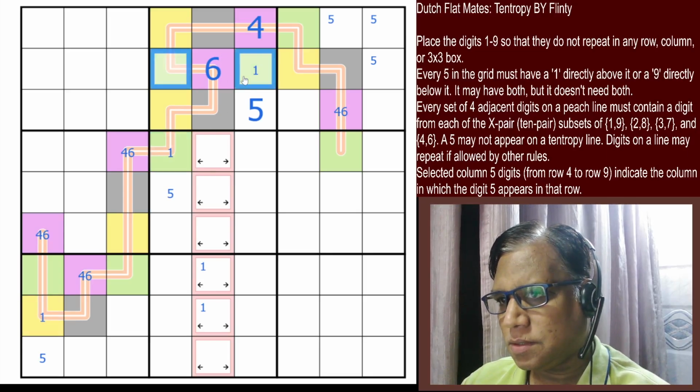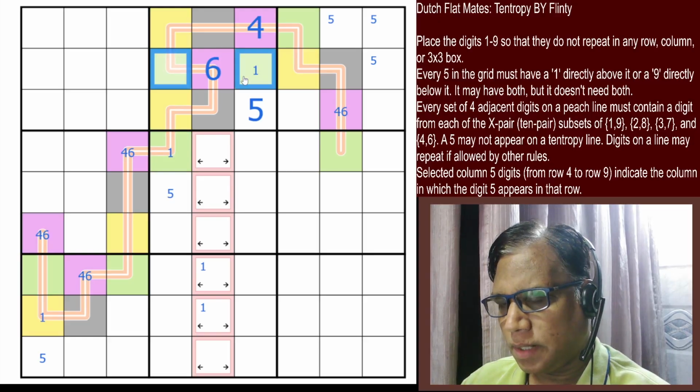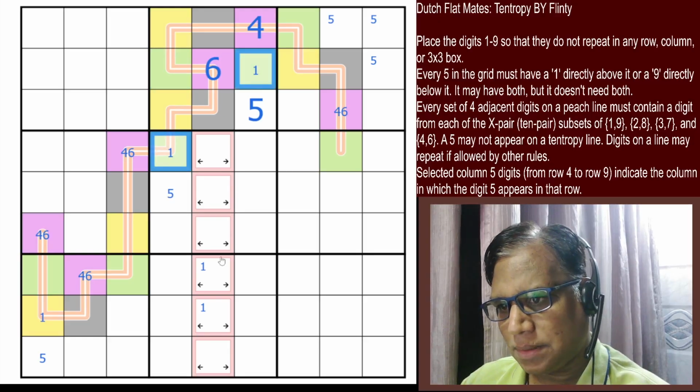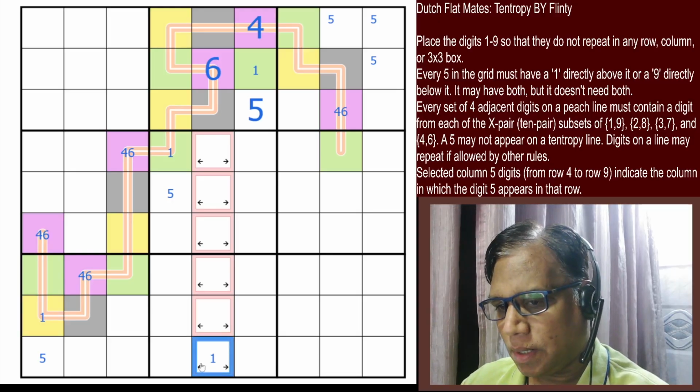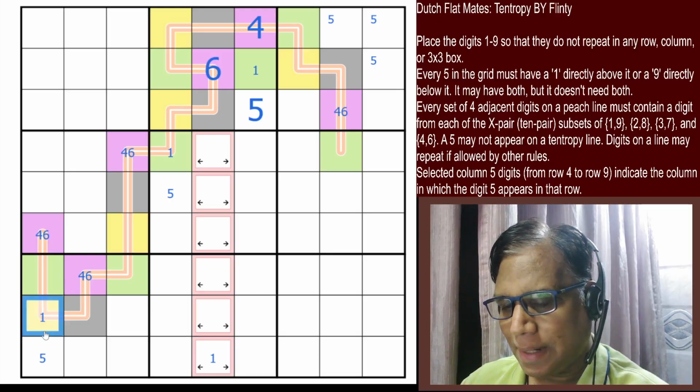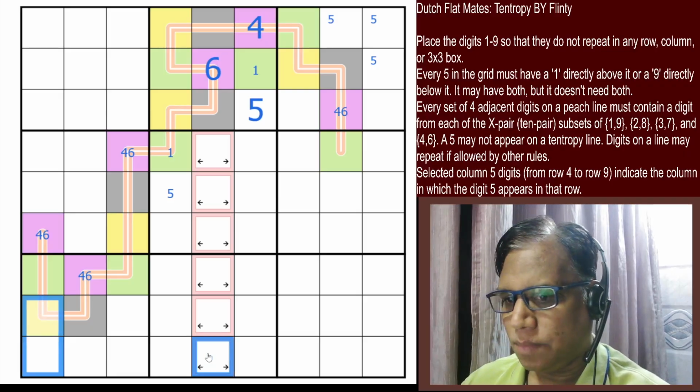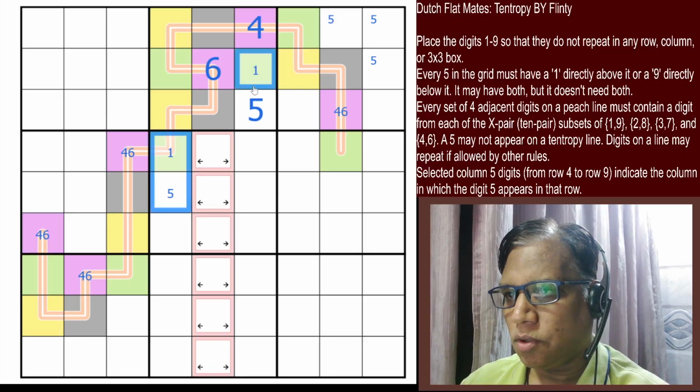If green is 1 9 pair, this must be 1. That must be 1. That's correct. 1 has to be somewhere here. But none of that could be 1, right? Because that's not 5. And if that will force 1 here, and that will force 5 here, but that cannot be 1 because 1 is green. Yeah, I think that's correct. So, yeah, simply means green is not 1 5.